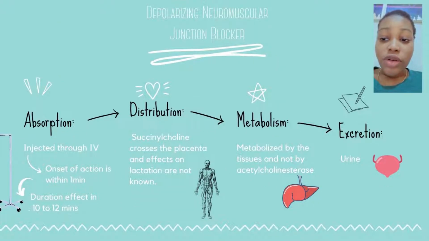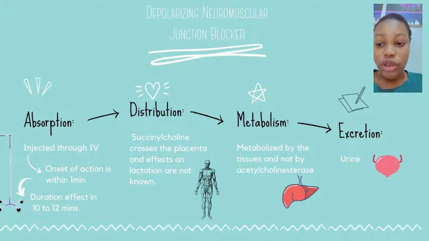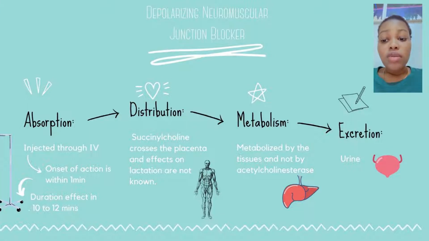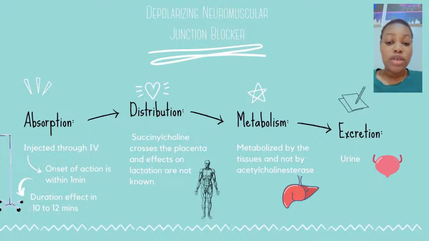Then for the depolarizing neuromuscular junction blockers, it is absorbed through an IV injection, and the onset of action is within 1 minute, and the duration of effect is 10 to 12 minutes. It is distributed such that succinylcholine crosses the placenta, and effects on lactation are not known. Then it is metabolized by the tissues and not by acetylcholinesterase, and it is excreted through urine.